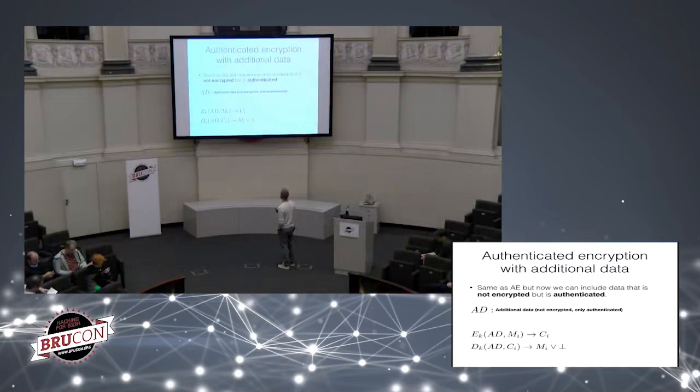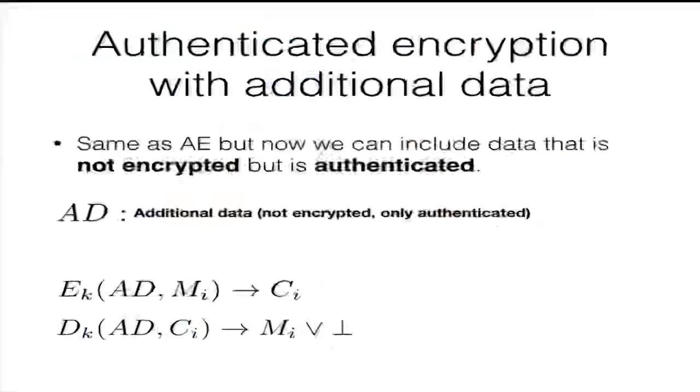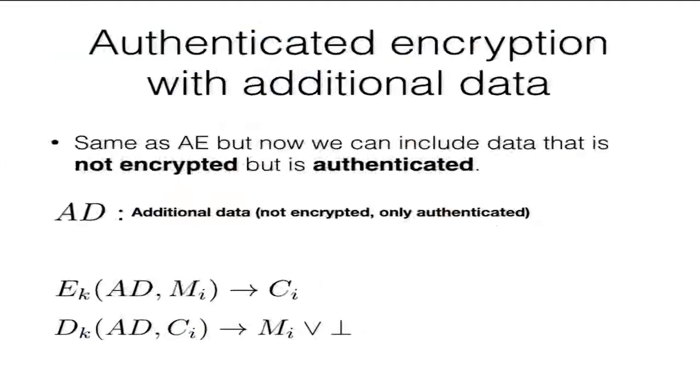So encryption of AD and the message will give you back CI, the ciphertext, and the decryption will give you back AD, the additional data, and CI, which will give you back MI, the original message, or an error term if there was an issue with the authentication of CI or AD.